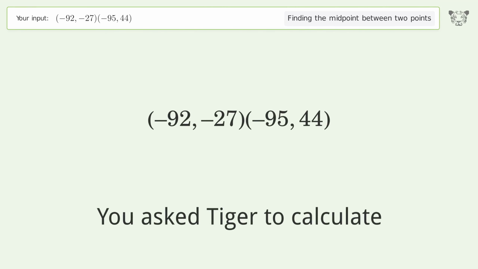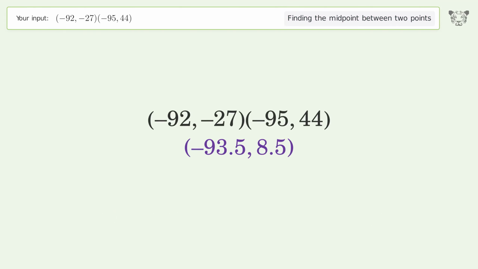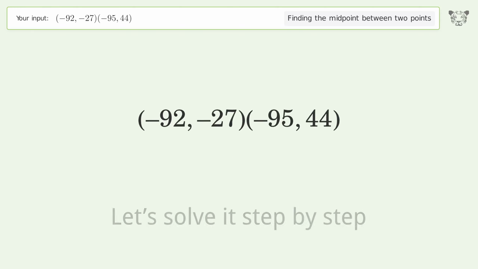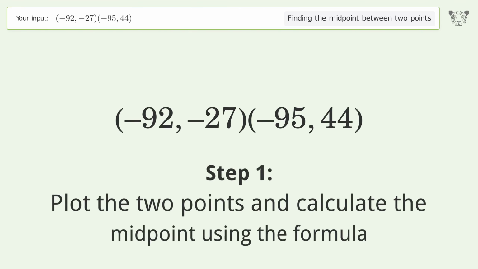You ask Tiger to calculate. This deals with finding the midpoint between 2 points. The midpoint between the 2 points is negative 93.5, 8.5. Let's solve it step by step. Plot the 2 points and calculate the midpoint using the formula.